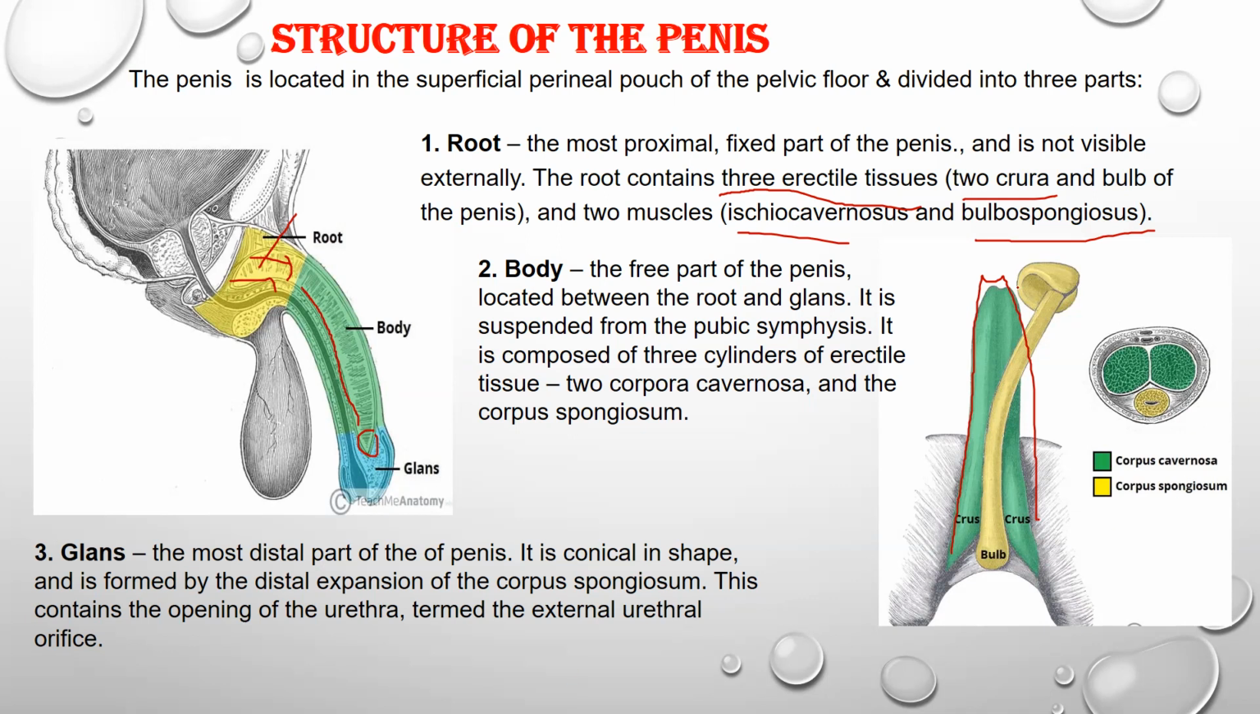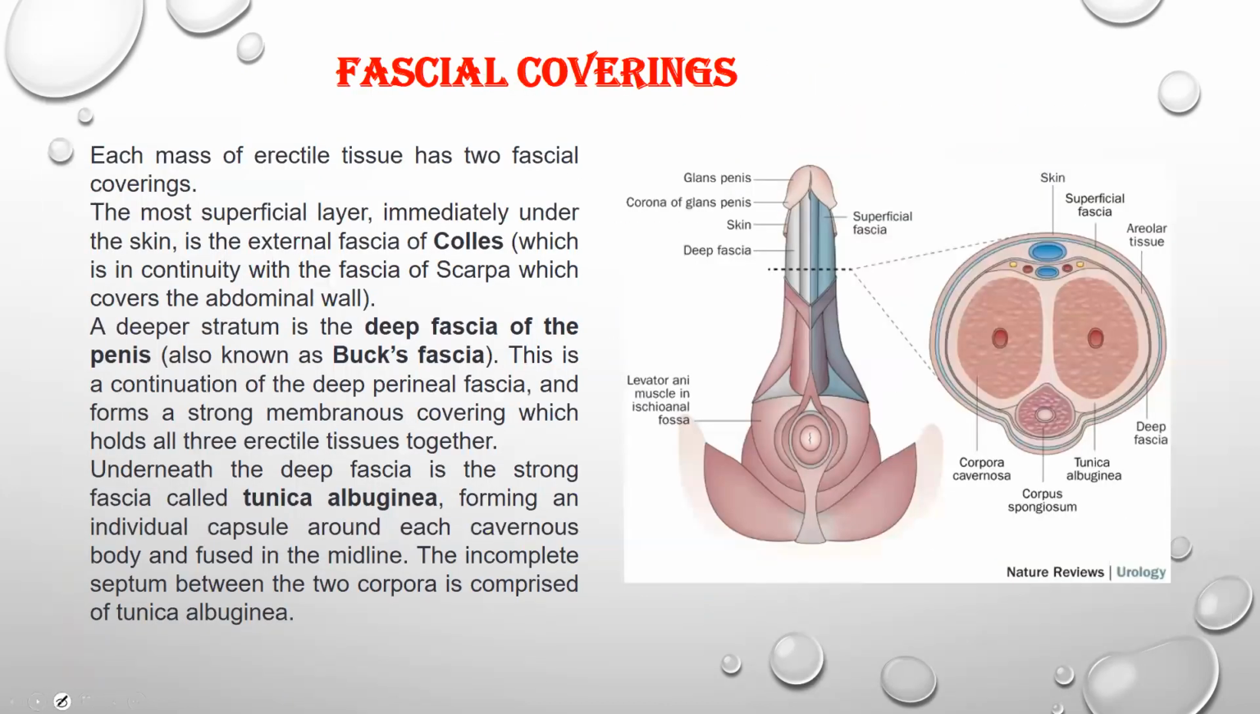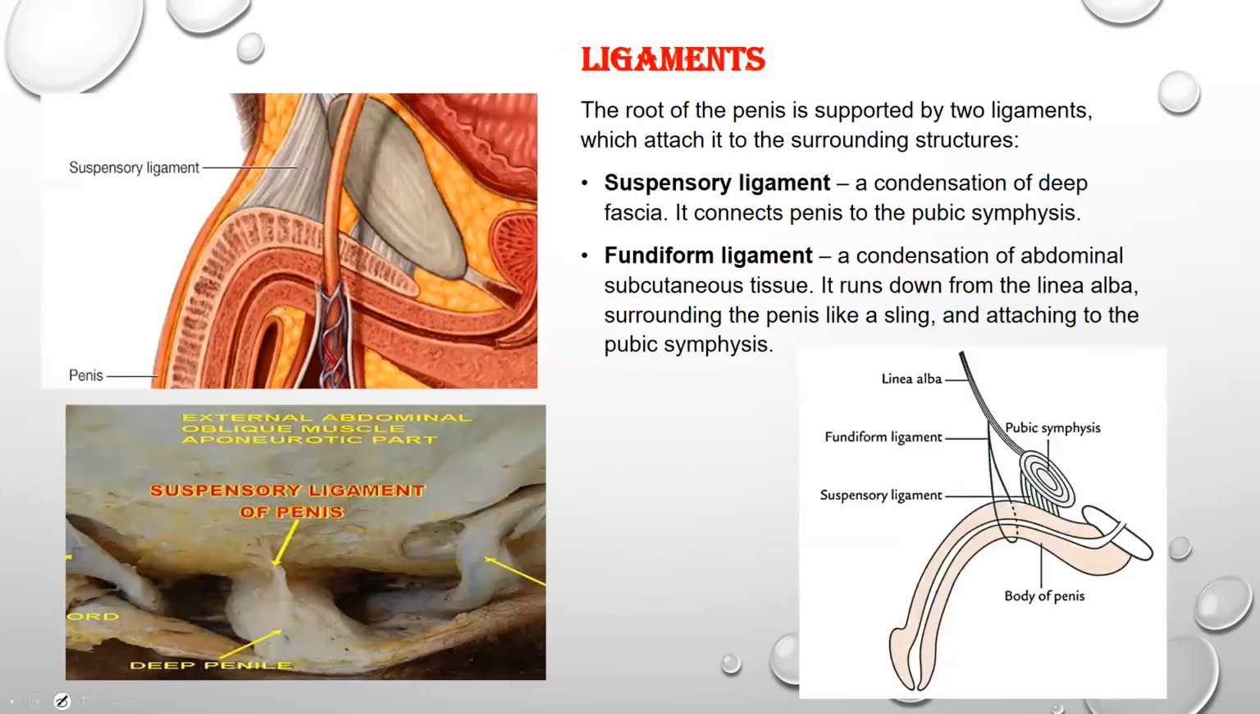And after that, we have the glans. The glans is the most distal part of the penile structure, which is conical in shape and is formed by the distal expansion of the corpus spongiosum. You can see in this image, it is coming out distally. In this particular glans, we have the opening of the urethral orifice. You can see that. I'll show you in an upcoming slide. No problem. Okay, now this is the penile structure.